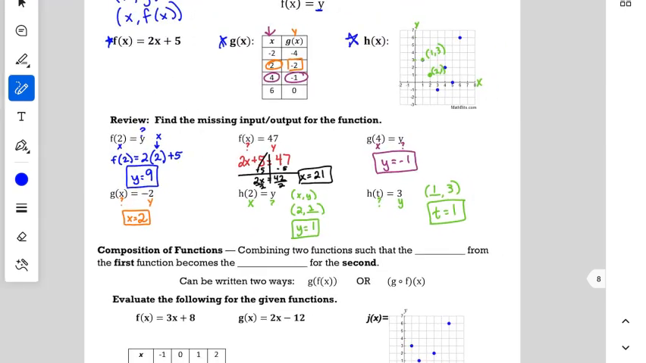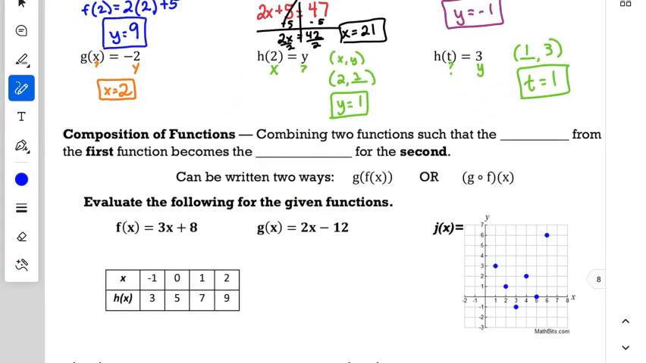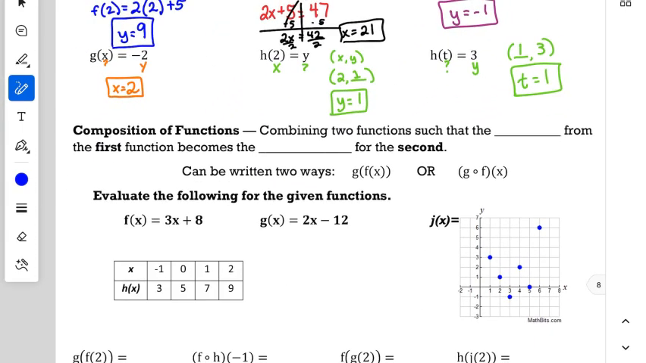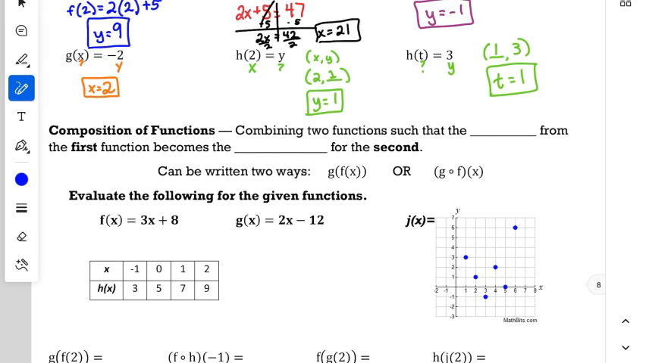Okay, so that was the review. That's Algebra 1. So now Algebra 2 is composition of functions. It uses this, but actually twice. You're doing it twice. So composition of functions, combining two functions such that the output, so what you get out from the first function, becomes the input for the second.